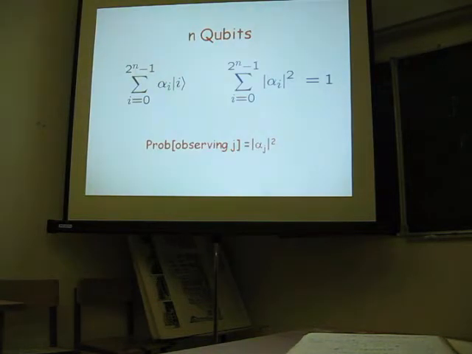Moreover, if we went to more than 1 qubit, like n qubits, in all generality you can have a superposition over all possible 2 to the n basis states, each with a particular amplitude, and the property should hold that the amplitudes squared sum up to 1, and the probability of observing the jth state is equal to alpha j squared.